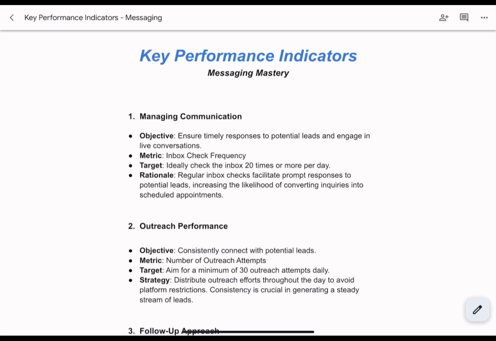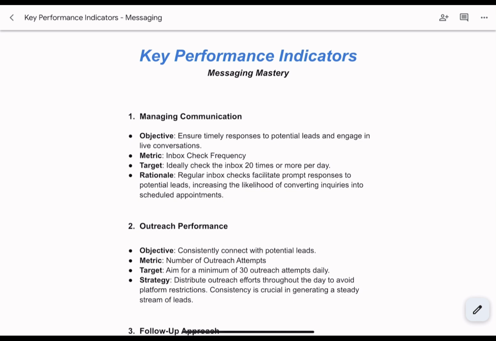Welcome back, guys. In this video, we're just going to be going over the key performance indicators that you want to use in your messaging. So, first of all, it's just about managing communication. And our objective is to ensure that we're timely responding to potential leads and engaging in live conversations.